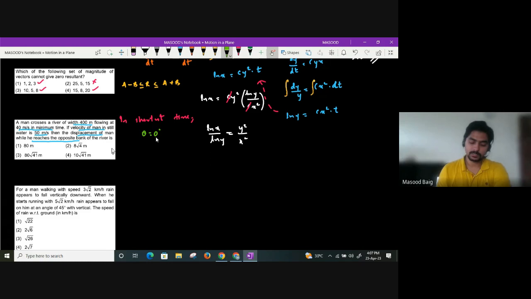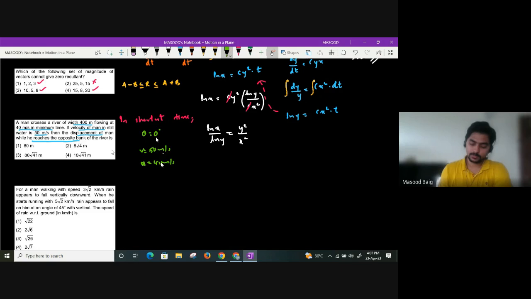So they're asking: if the velocity of the man in water is 50 meters per second and the river is flowing at a rate of 40 meters per second, right? In the shortest time, they have not asked the time, guys. A man crosses a river of width 400 meters flowing at 40 meters per second in minimum time. If the velocity of the man in still water is 50 meters per second, what is given here? V is given as 50 meters per second, u is given as 40 meters per second, right?